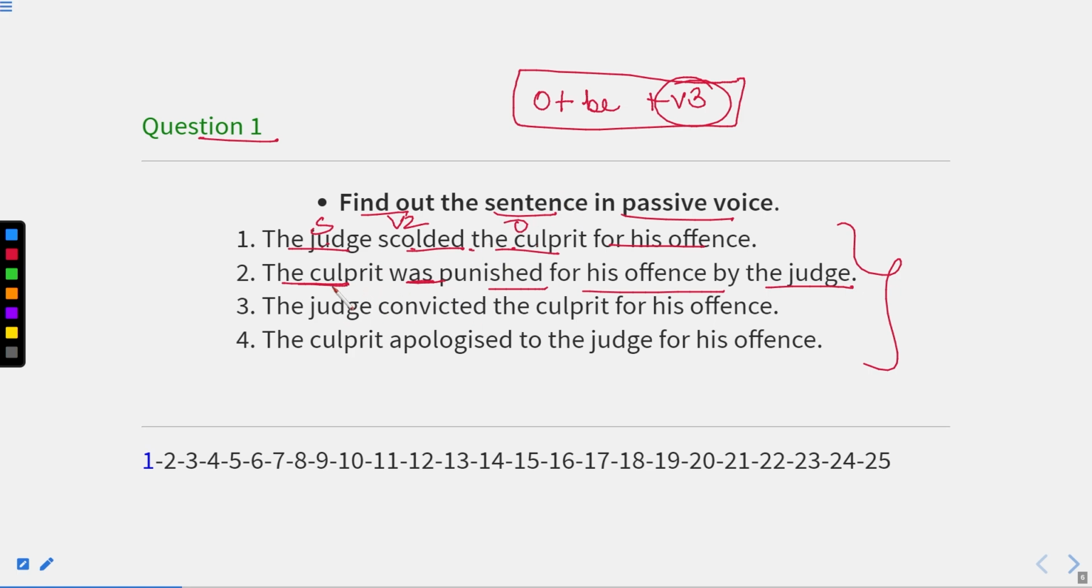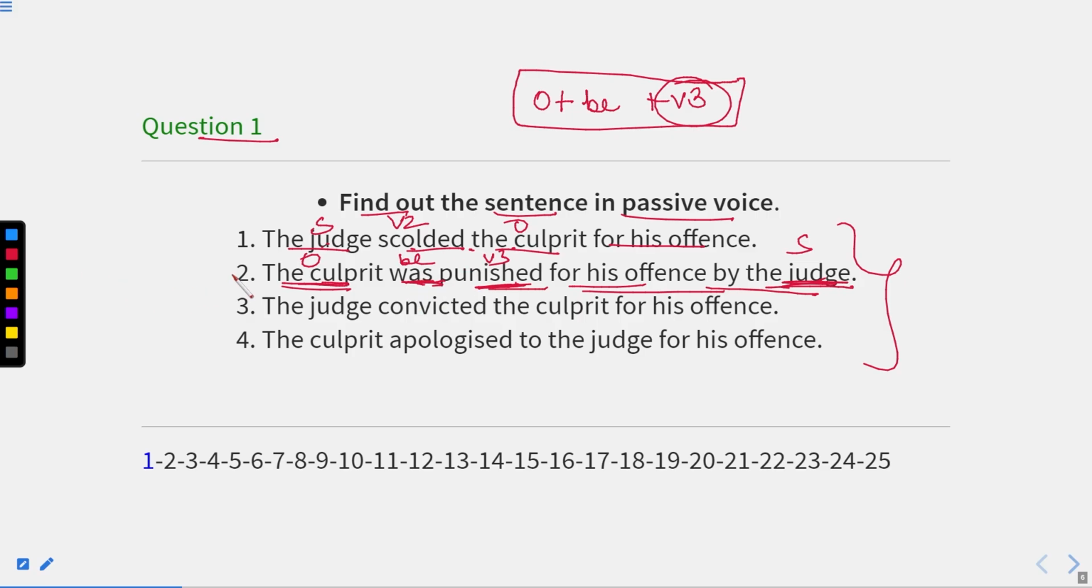Whereas if you see this sentence, the culprit was punished for his offense by the judge. Who punished him? The judge. So the judge is the doer, whereas the culprit is the object because he was punished. Was is the be form and punished is the verb third form.